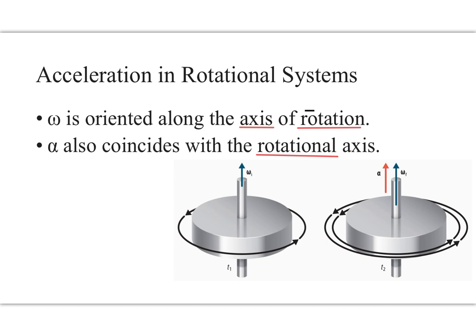Acceleration in rotational systems. Omega is oriented along the axis of rotation. The alpha also coincides with the axis of rotation. So that coincides since we're talking about dividing that by time. So those are going to go on the same vector there.